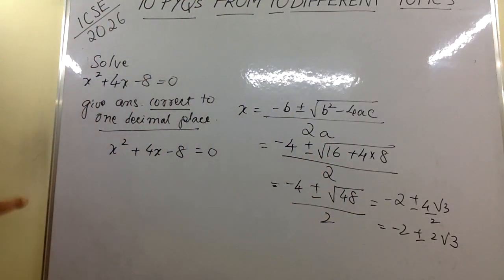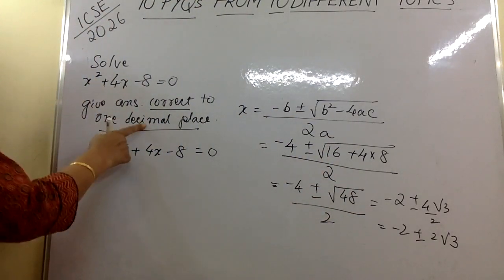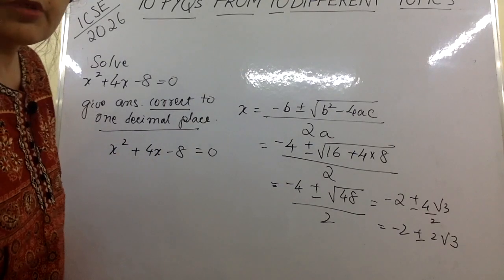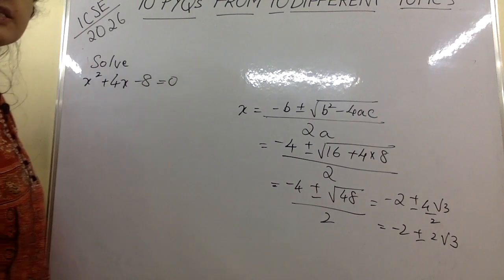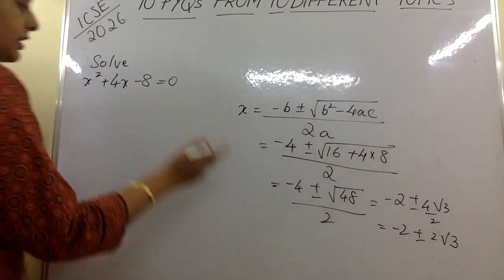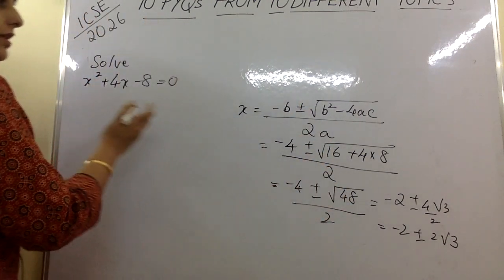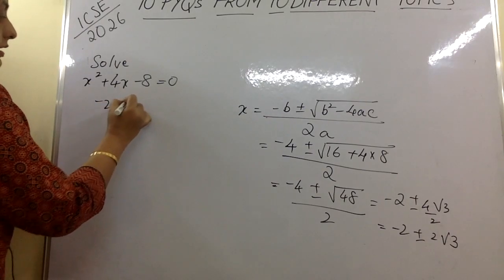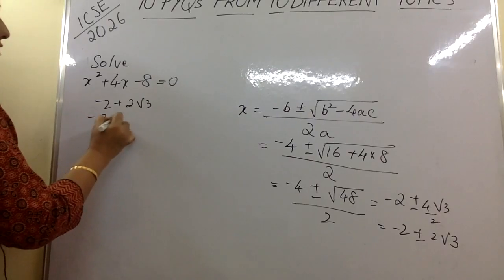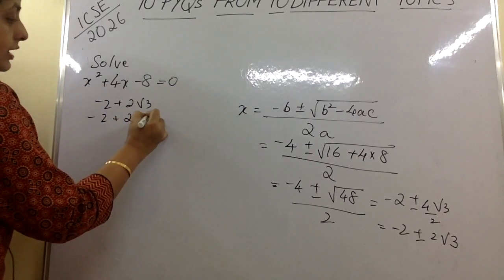Now here starts our sum. If they have told so clearly correct to one decimal place, we'll have to be very careful. Okay, correct to one decimal place is what? This sum anybody can do. But now what is important in this sum is the first value of x: -2 + 2 root 3, which is -2 + 2 into 1.732.